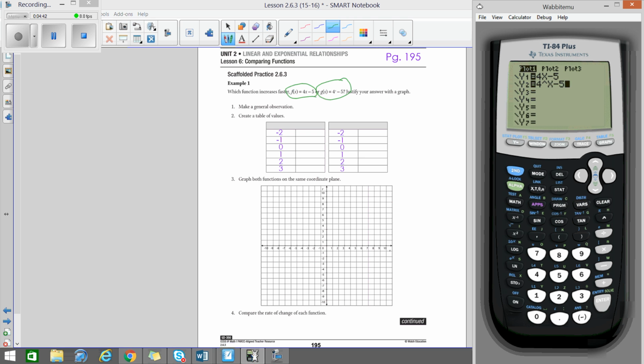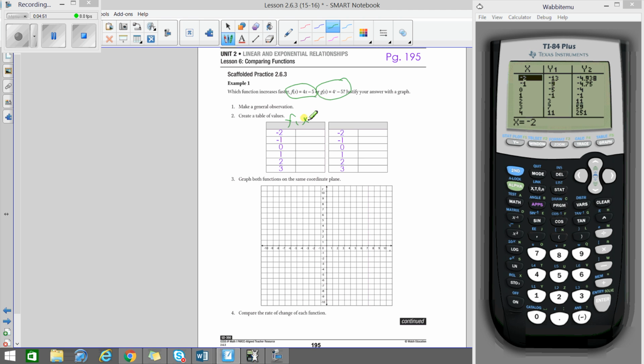All right, so once you have them both in, we're going to go to the second graph, and we want to go to the table. And we're going to write down the values for both functions. So this is going to be f of x here, and this is going to be g of x. We're going to write down -2 for both of them, -1, 0, 1, 2.